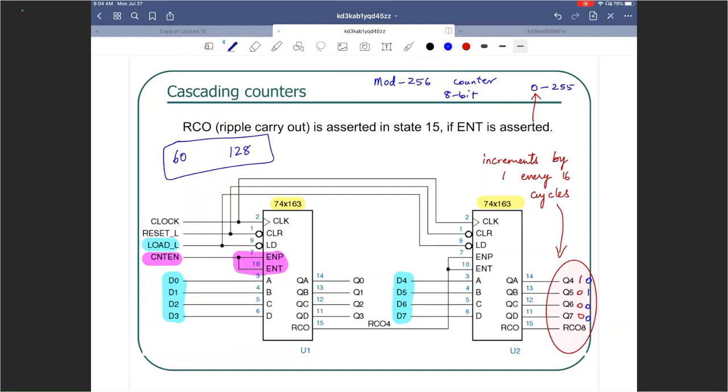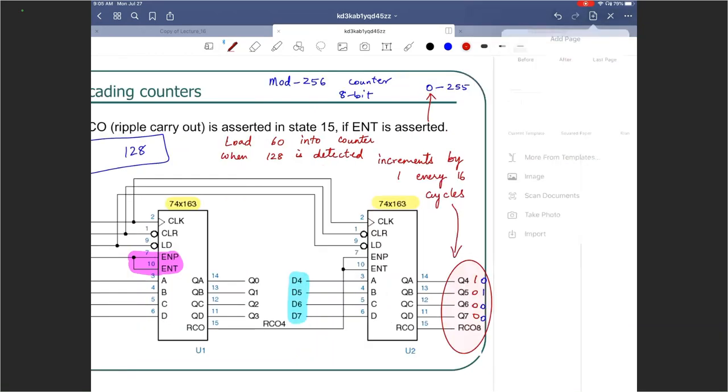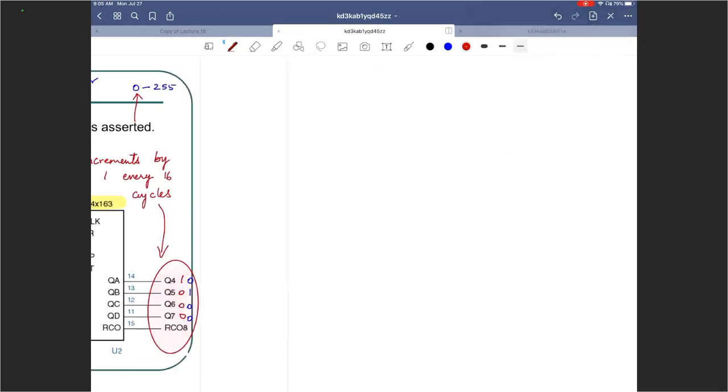So all I would have to do is, I would say load 60 into the counter when 128 is detected, right? How do I load 60 into the counter? Let us try to take a look at this. How do I load 60 into the counter?